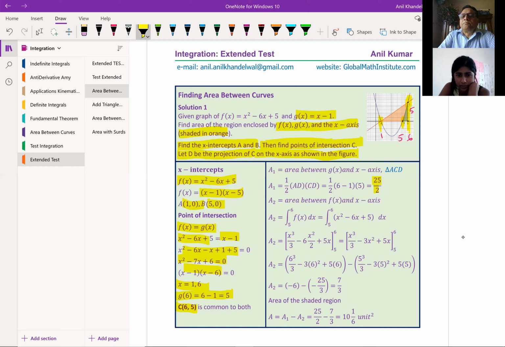Is that the big triangle? Oh yeah, big, I'm sorry. Big triangle, yeah, from 1 to 6. And 5 was the height, so big triangle, correct. So A1 is the area of the big triangle, let's be very clear about it.